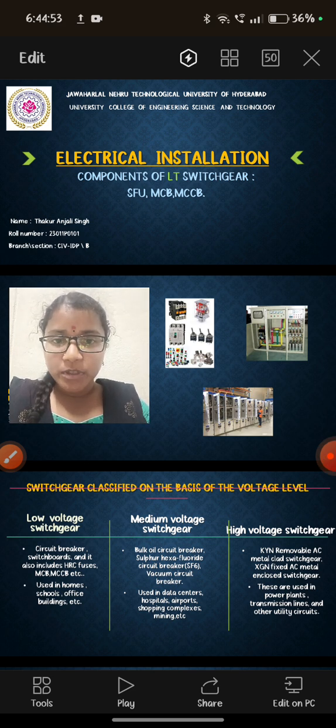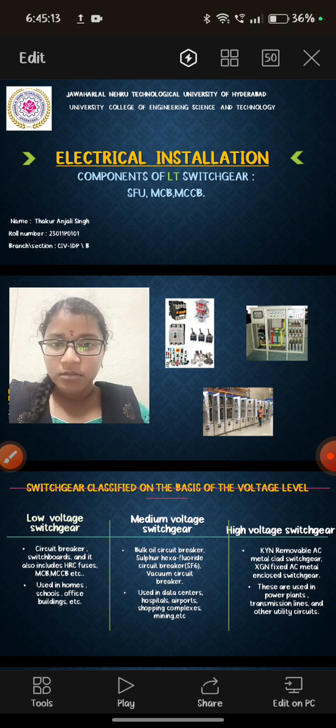Now I am going to present a brief concept, electrical installation, in which we will go through the components of LT switchgear, which also include SFU, MCB, MCCB. Further, we are going to learn the full forms of SFU, MCB, and MCCB.